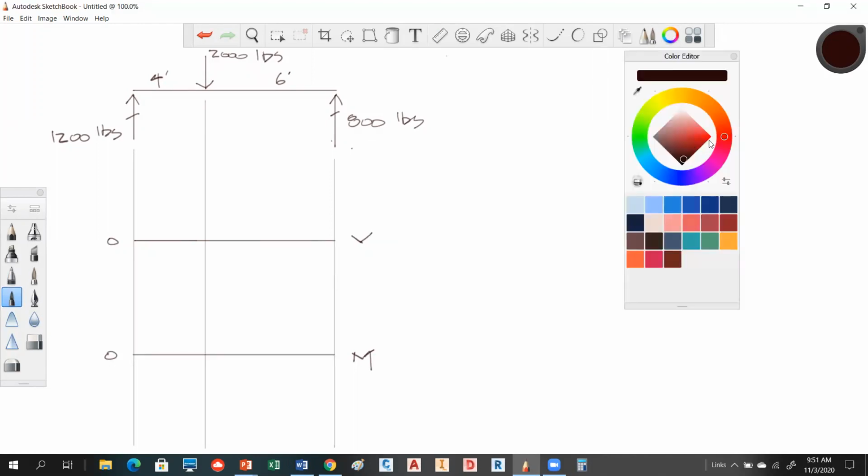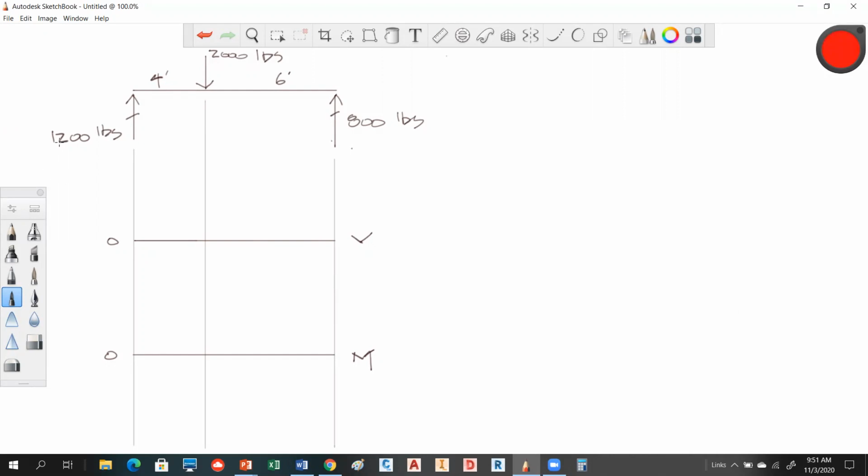So let's change the color here. We start out with the shear. What will the shear be at this point right here? What's this shear going to give us? Would it just be 1200? It will be. Okay, so it's simply just what your reaction is in this case. So in this case, it's going to be 1200. So I'm going to label that.